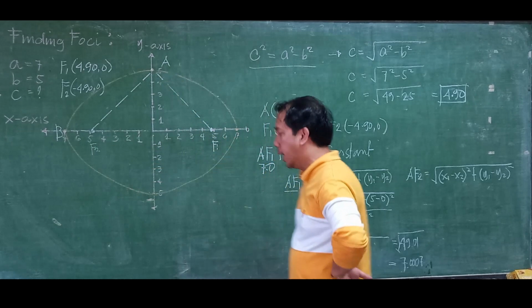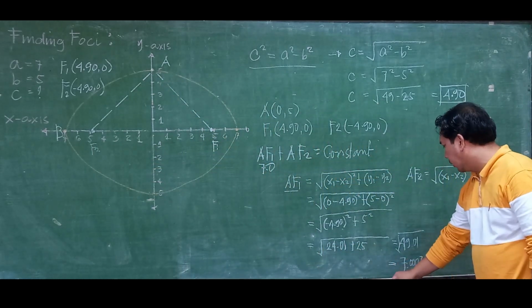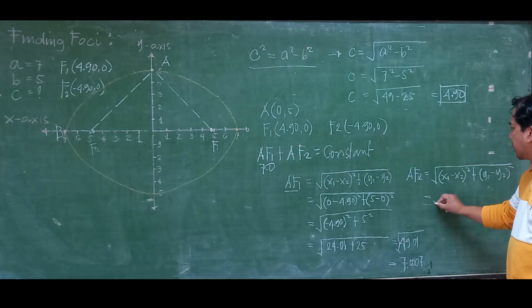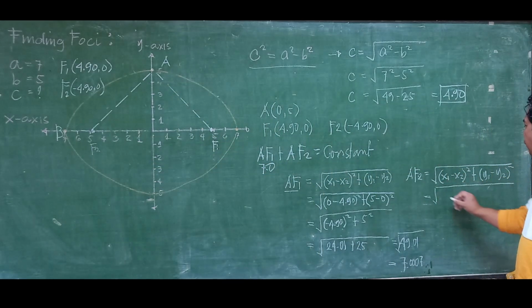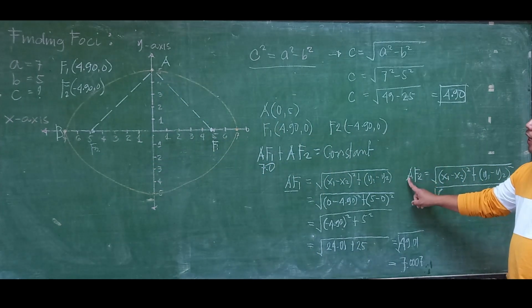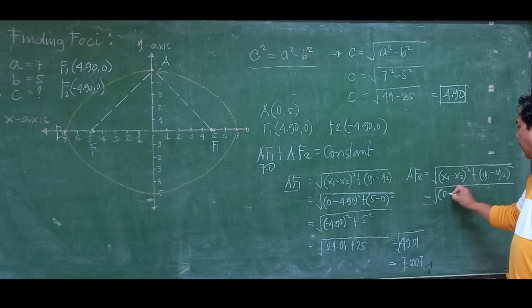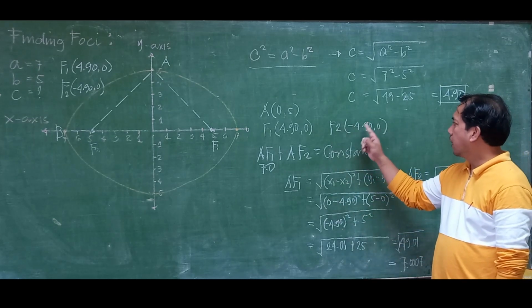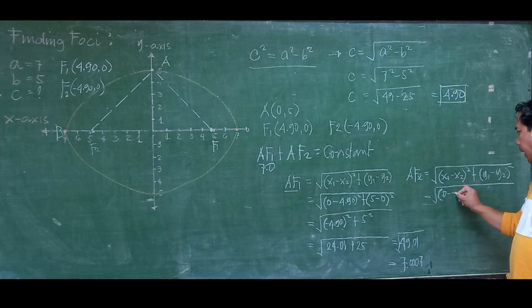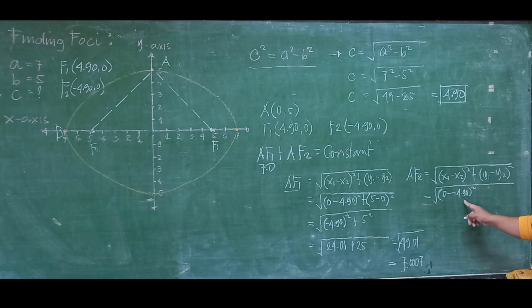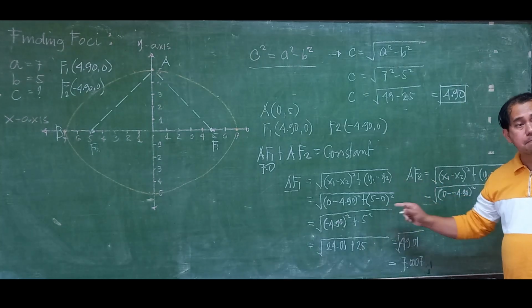Now, will it give you the same result if I compute for the distance between A and focus 2? Again, let's try to calculate. That is the square root of the quantity, what is our x sub 1? 0. Minus what is our x sub 2? Negative 4.90 raised to the second power. So it is 0 minus negative 4.90. As I said, you try to follow in toto the symbols.